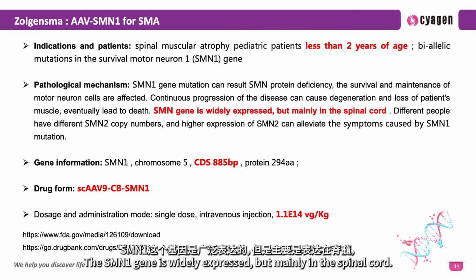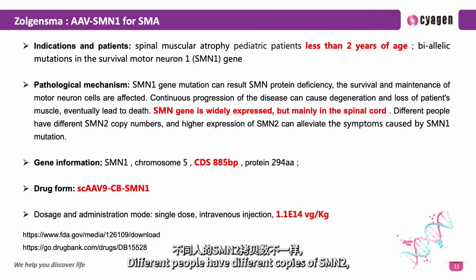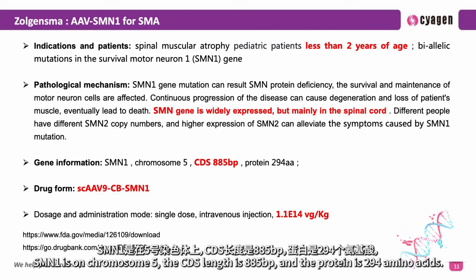The SMN1 gene is widely expressed, but mainly in the spinal cord. In addition to SMN1, there is another allele called SMN2, which can also express SMN protein. Different people have different copies of SMN2. Its high expression relieves some symptoms caused by SMN1. SMN1 is on chromosome 5, the CDS length is 885 bp, and the protein is 294 amino acids.